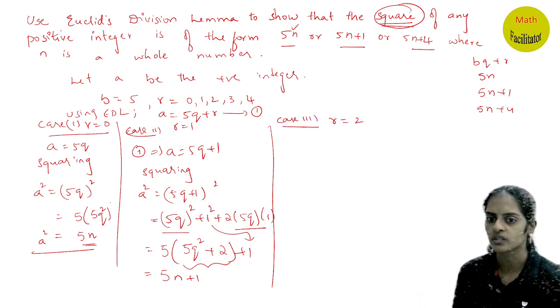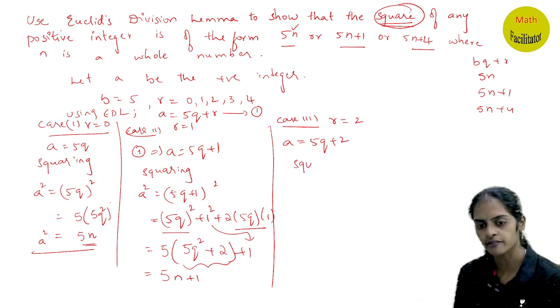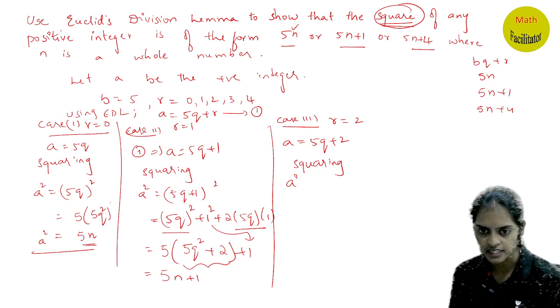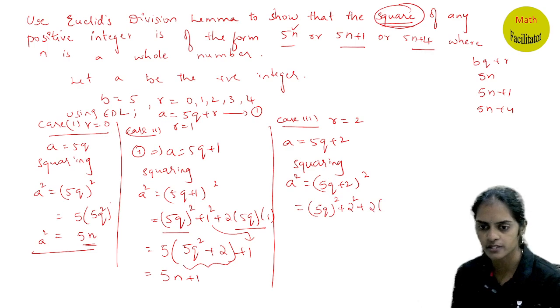r equal to 2 తీసుకుంటే first equation will be a is equal to 5 cube plus 2. Now again we have to square. Steps అన్ని same ప్రతి case లో. So squaring a square equal to 5 cube plus 2 whole square. So that is 5 cube whole square plus 2 square, a square plus b square plus 2ab.